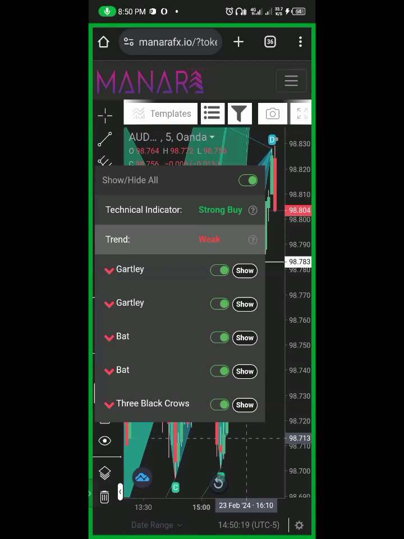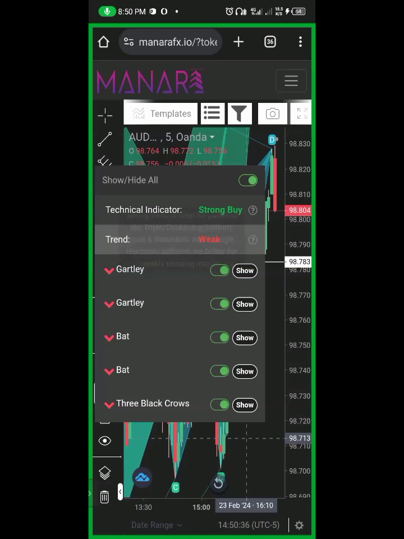What you don't want to do is, if the trend tells you neutral or weak, don't take a decision. Anytime you see the trend telling you neutral or weak, don't take a decision. The only time you take a decision based on what the technical indicator says is when the trend says strong or very strong.